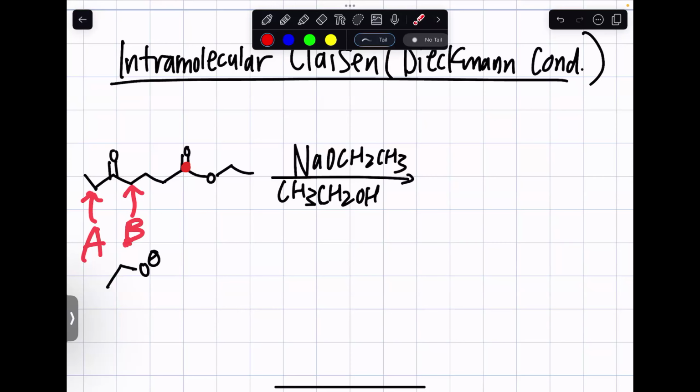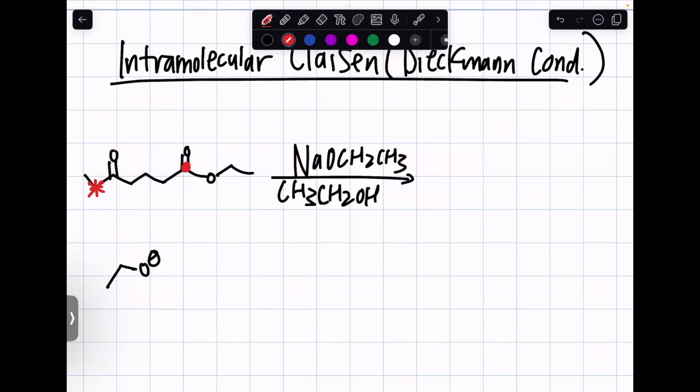Because if we choose A, that's going to make a 1, 2, 3, 4, 5, 6-membered ring. If we choose B, that's going to make a 1, 2, 3, 4-membered ring. That's very unstable. A 4-membered ring has a lot of ring strain. We don't want that. So I'm going to star this one here.